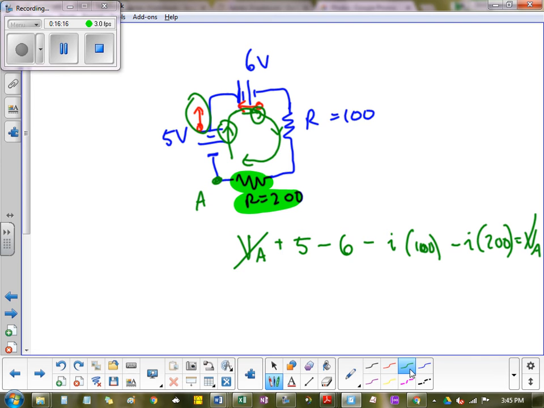What happened here? Well, let's take a look at the math. 5 minus 6 is -1, and then we have that minus 300I again equals 0. This time we get that I is 1/300th of an amp. So what was it last time? I believe it was 11/300ths of an amp. In other words, this is less current.